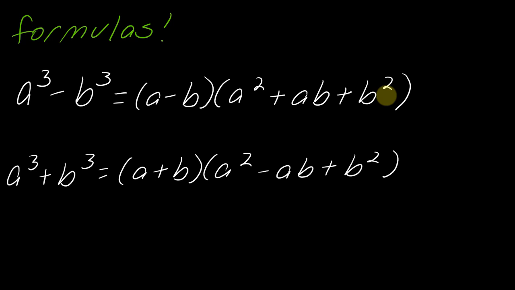Now notice how that's kind of inverted for the other formula. So I have a cubed plus b cubed starts with a plus, and then that middle term is the opposite. So that's kind of what helps me remember, is that the smaller term follows the same sign, and then this one has the opposite sign. So that's just how it works in my brain.